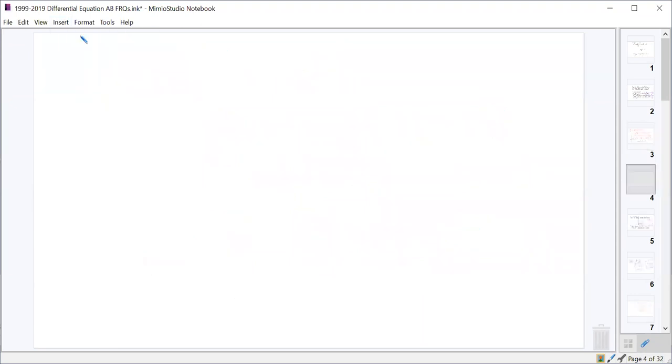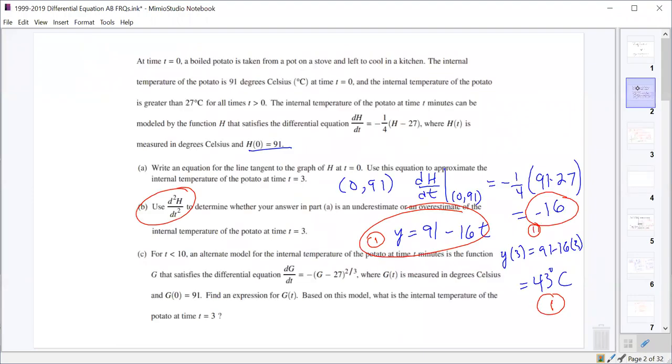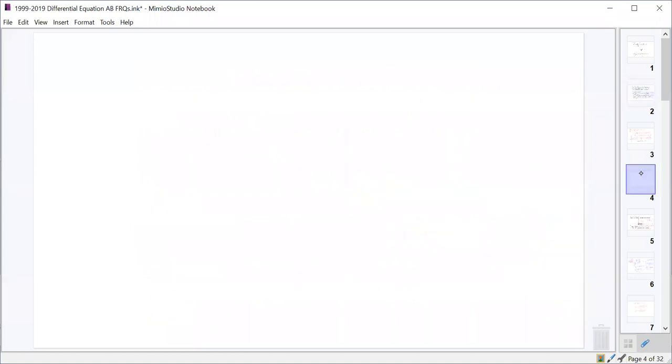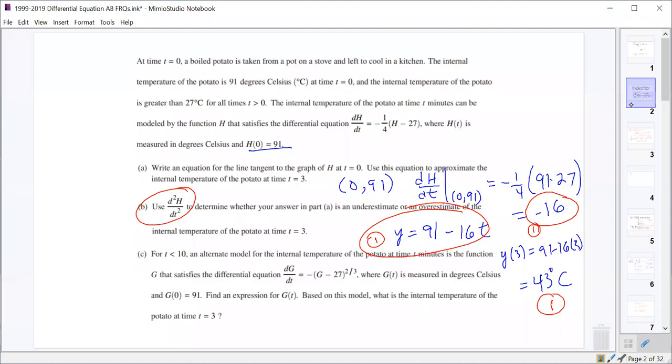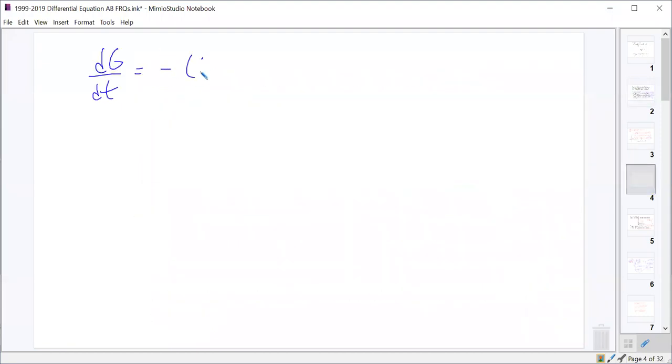All right, part C then tells us, we got this alternate model for t less than 10. Now it's g, which satisfies this differential equation. dg/dt is negative g minus 27 to the 2/3. And they say find g of t, and then use g of t to find g of 3. So dg/dt equals negative g minus 27 to the 2/3.